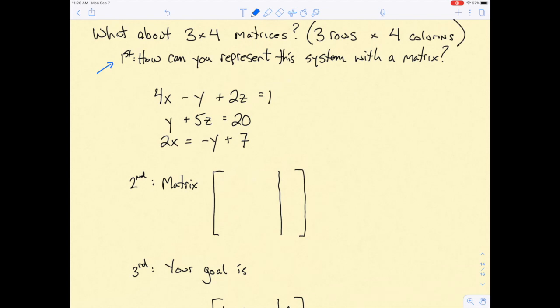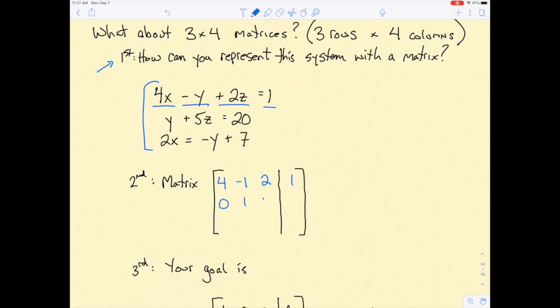And it's worth mentioning that if you take a system like this one, you should have it written in standard form. So I like the fact that this has a 4x, a negative 1y, a positive 2z equals 1. And what you're going to see is I'm going to put my coefficients right across that first row, and that represents my first equation. My second equation has no x, but 1y, 5 z's, and 20 as a constant. And my last equation is not in standard notation. So I'm going to add y to both sides and turn it into 2x plus y is 7. So 2, 1, 0, and 7. And that concept is how you set up a matrix.